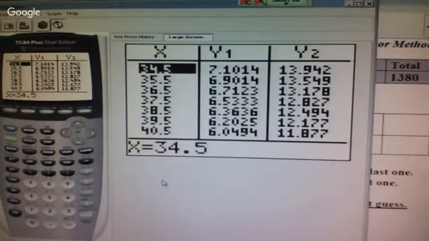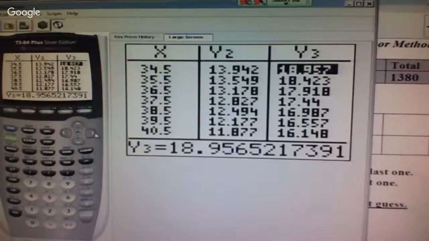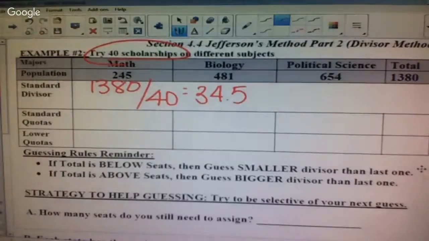Look what you get for Y1. 7.10. That's your standard quota. When you go to Y2, 13.94 is your standard quota. If you need that last one, all you need to do is scroll to the right. There's your standard quota for the last one. Your calculator will do all the dividing for you.